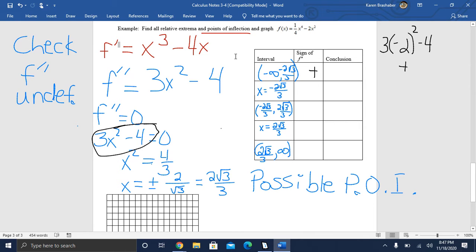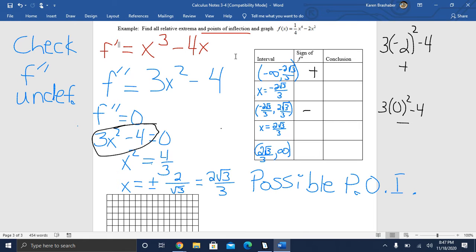I'm going to now choose something in between -2 square root 3 over 3 and positive 2 square root 3 over 3. 0 is an excellent choice. So I'll use 0. And once again, I'm looking for just the sign. So 3 times 0 is 0. 0 minus 4 is going to be negative. And so it's negative in that interval.